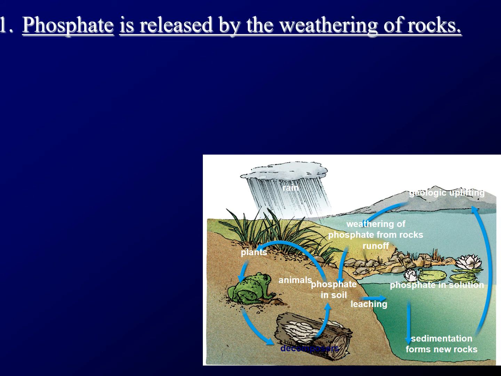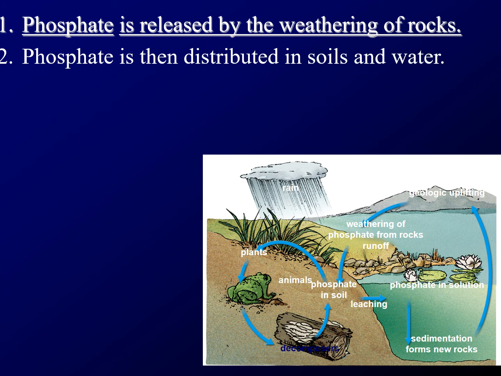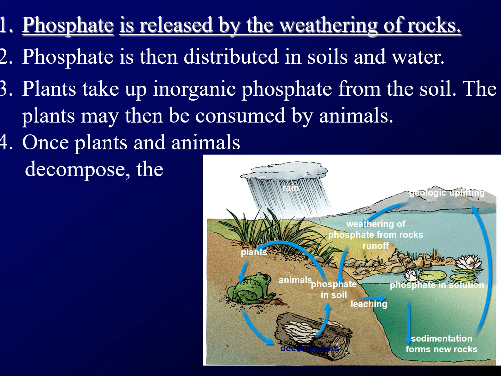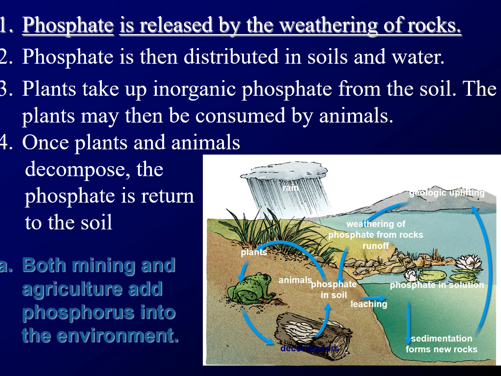Phosphorus is released in the environment through the erosion of rocks. It is then distributed in soil and water. Plants absorb the phosphorus from the soil and then consumers eat the plants. Once plants and animals die and decompose, the phosphorus is then returned to the soil. The overproduction of phosphorus in the environment is generally due to mining and agricultural or farming activities.